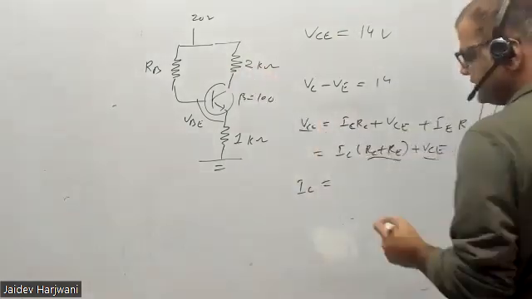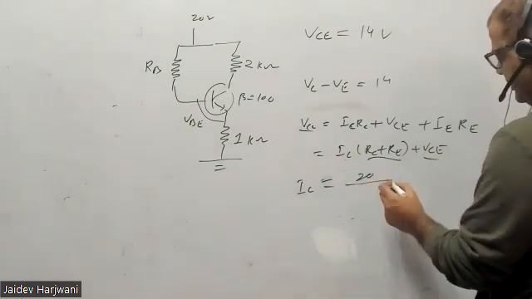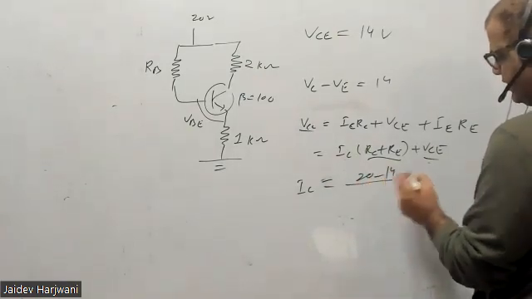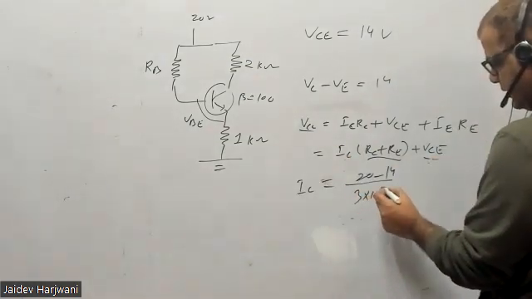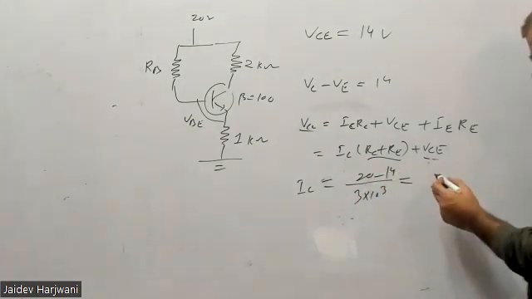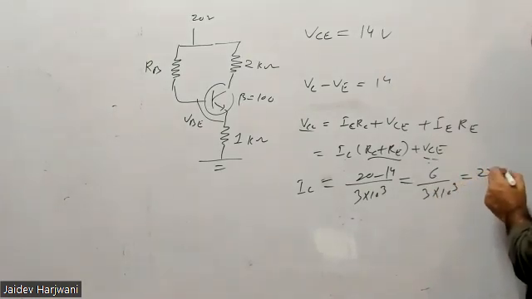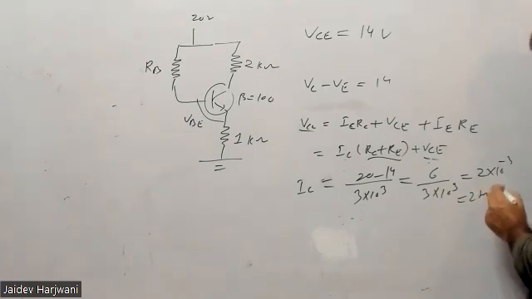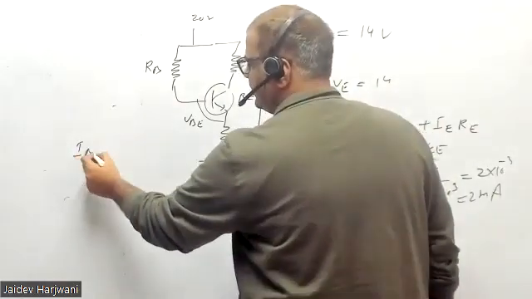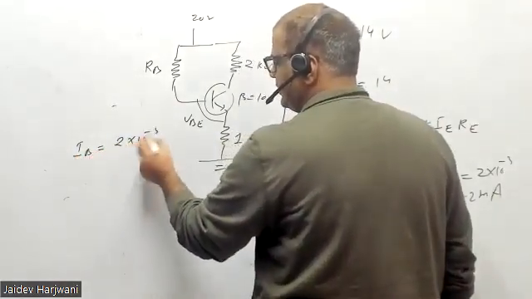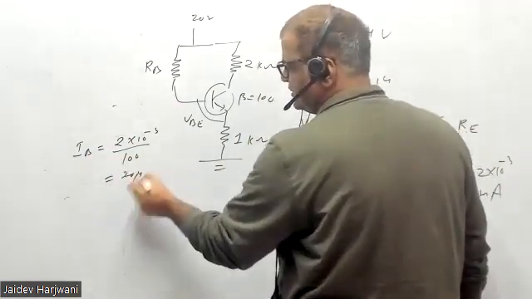Once IC is known, IB will be known from this equation. VCC is given as 20 volts, minus 14, RC is 2 and RE is 1, so this is 3 kilo ohm. 20 minus 14 will come 6 upon 3 kilo ohm, that is 2 milliampere. Current IC is 2 milliampere, and beta is 100, so your IB will automatically be 2 milliampere divided by 100, that is 20 microampere.